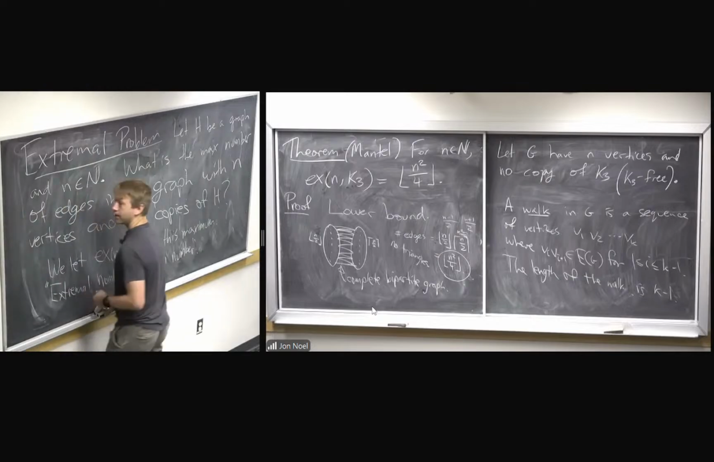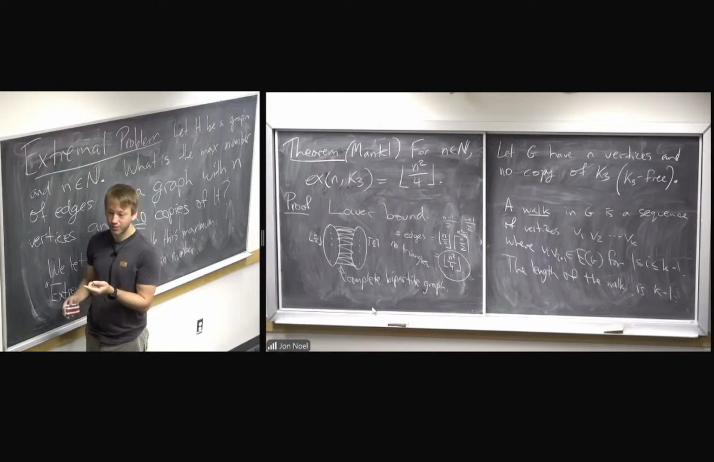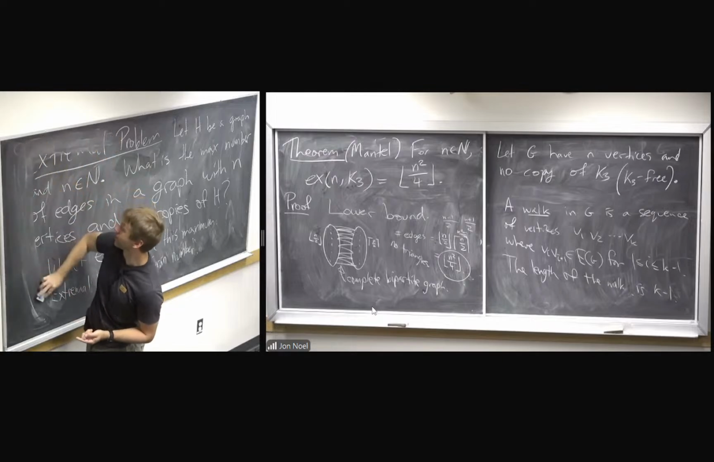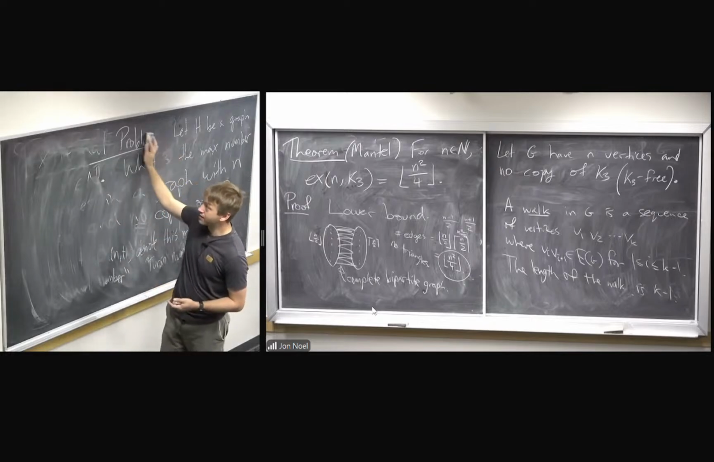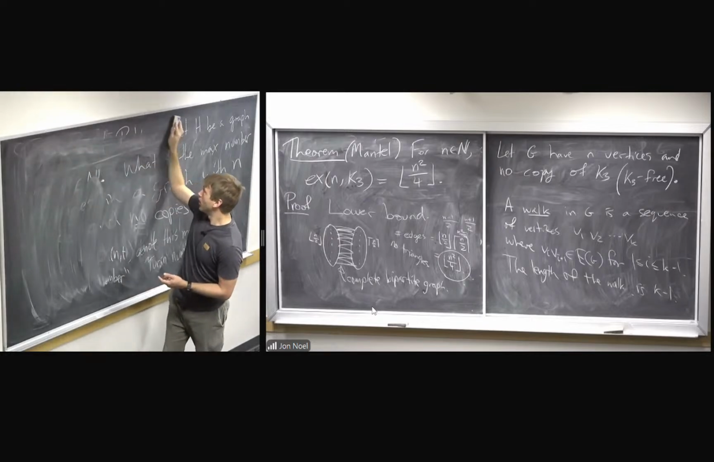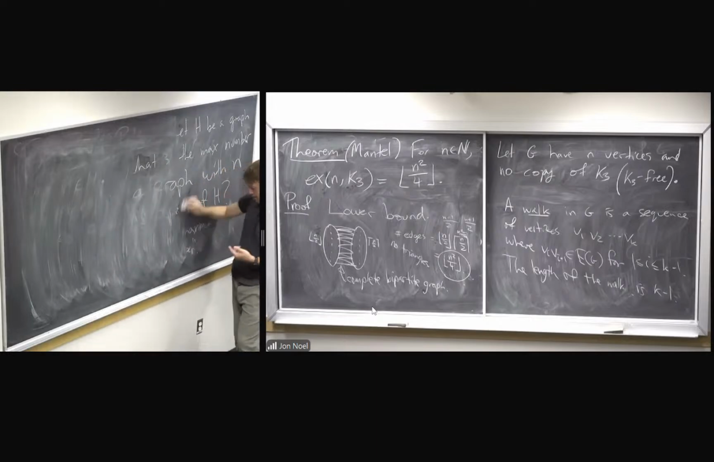Okay. So what I want to do is count walks of length 2 in G. But I want to do it in two different ways, where somehow, by doing it in two different ways, I can extract some information about the number of edges in the graph.